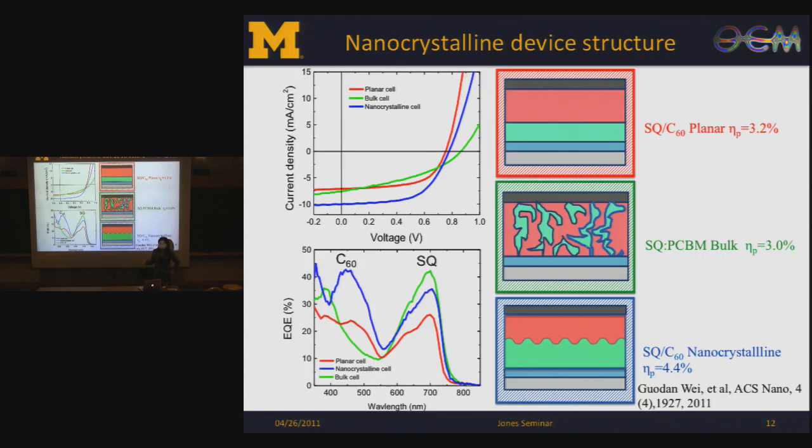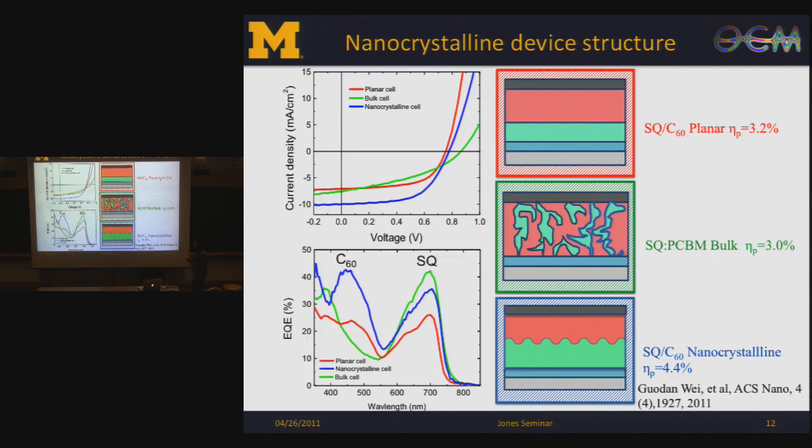Then we have to make a comparison between these three structures to see which device behaves the best. So I made three devices. The first device, a planar cell: the donor, squaraine, and the C60 are thermally evaporated. They create a planar junction. For the squaraine PCBM device, they are spin cast from solution. Squaraine PCBM is basically a derivative of C60 that makes C60 soluble in a typical organic solvent. Then we spin cast the thin film on the ITO electrodes.